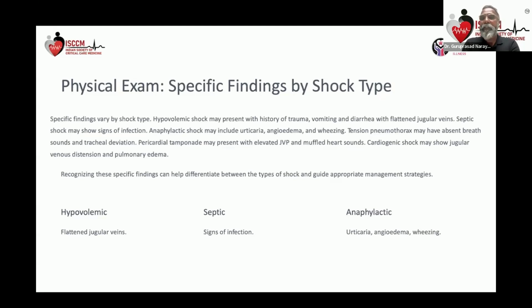Or if on clinical examination, in a tachypneic patient, you find that the breath sound is absent on one side or hyperresonant on percussion, you can think that is a tension pneumothorax. And if the patient has got an elevated JVP or a muffled heart sound, you can think of pericardial tamponade. With a history of chest pain, you can think of a cardiogenic shock because of myocardial infarction, or a pulmonary embolism.